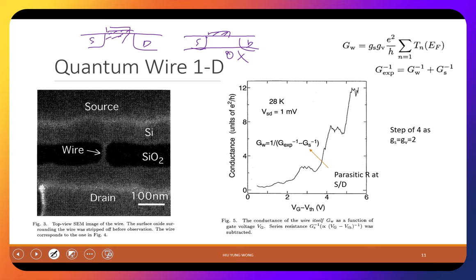Fully depleted means the channel is fully depleted. Partially depleted means the channel, if I say this is fully depleted, then what is a partially depleted? Maybe I have a thicker substrate, but it is like this, right? It's not fully depleted. When it is not fully depleted, what is this region? What do you call it? Quasi-neutral region.